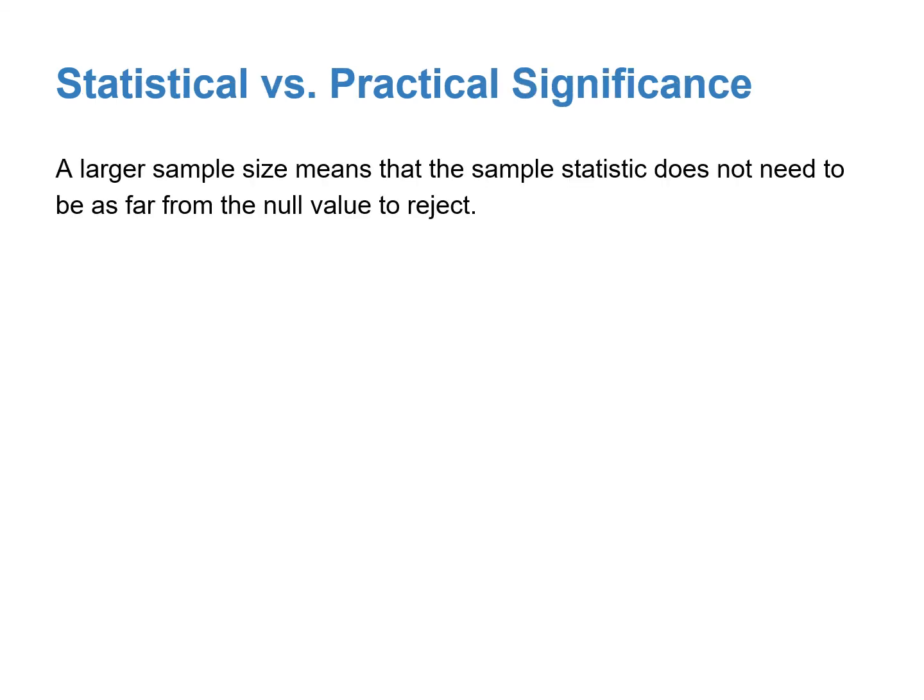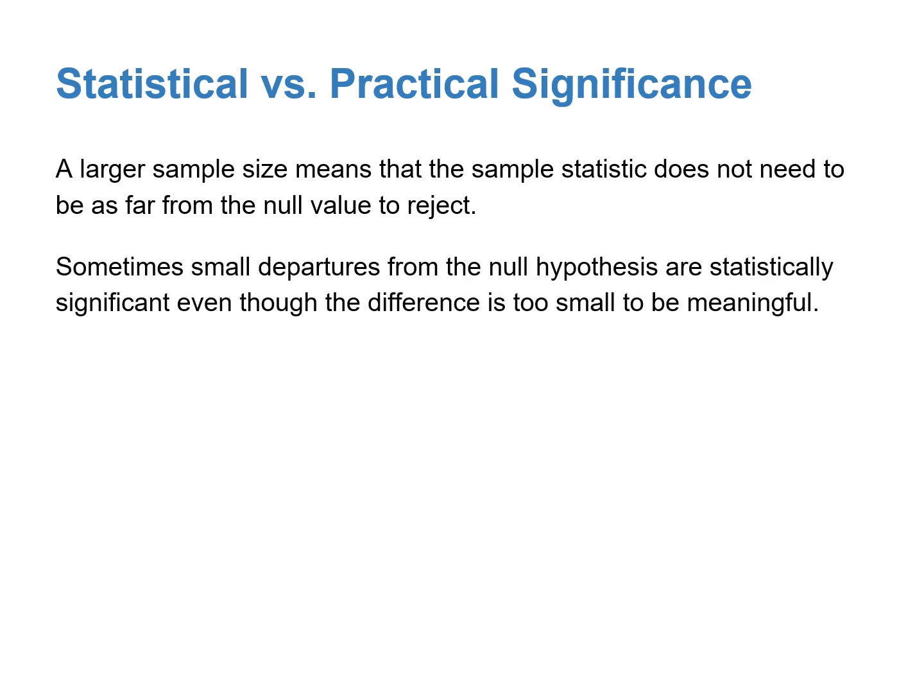So we just said that a larger sample size means that the sample statistic does not need to be as far from the null value to reject. Sometimes small departures from the null hypothesis can be statistically significant if the sample size is large, even though the difference is too small to be meaningful. This is referred to as the idea of statistical significance versus practical significance.